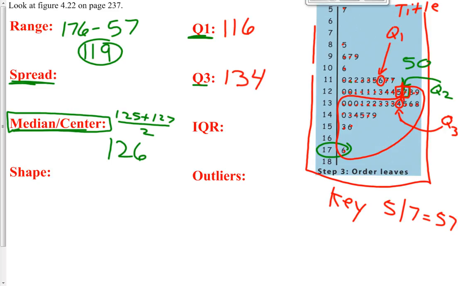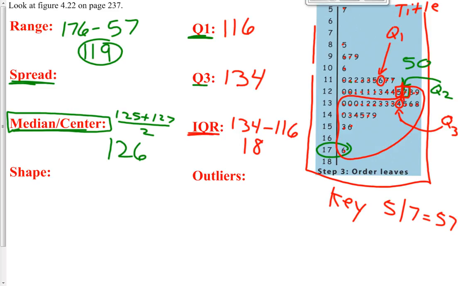Okay, so to find the median, you take the middle of the data. To find Q1, you take the middle of the lower half. To find Q3, you take the middle of the upper half. Next thing we'll find is the interquartile range. That is Q3 minus Q1. So 134 subtract 116. Our interquartile range, when you subtract those two, is 18.